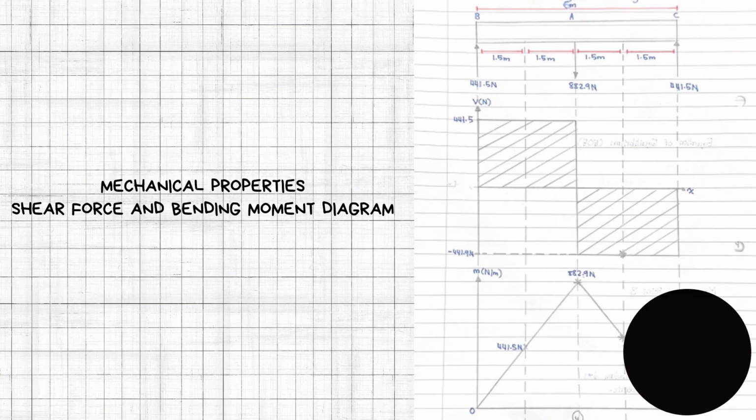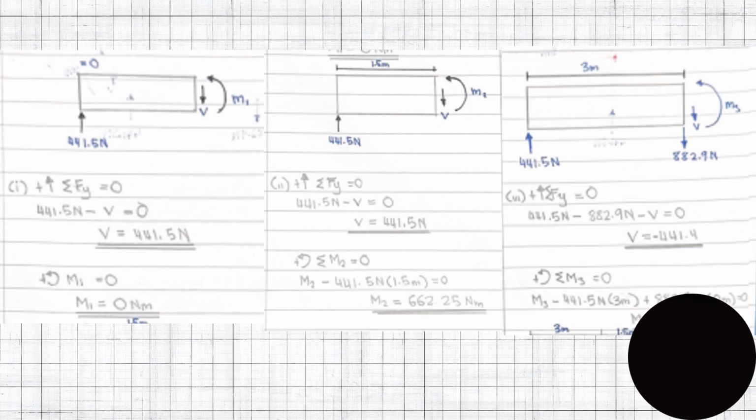For the next slide, mechanical properties, shear force, and bending moment diagram. So there is a diagram. For the last step that I'm going to explain, okay, look at here. The diagram has the information that 441.5 Newton is applied to the structure.